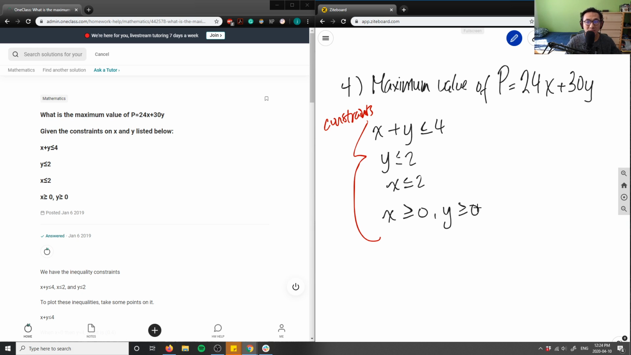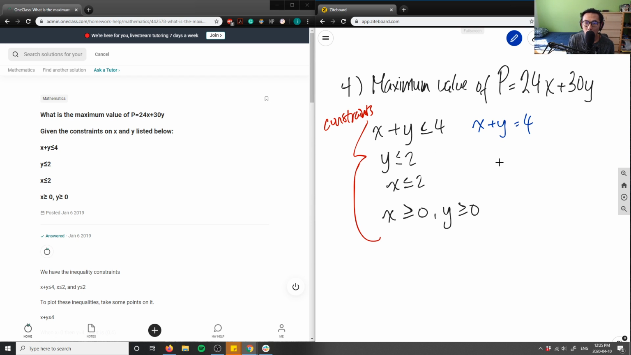All right, so given these constraints, what can we do to find the maximum value? It says here, x plus y has to be less than or equal to 4. So in this case, for the maximum value of this constraint, I need x plus y, I'm going to do this in blue, x plus y has to equal 4, right? Because this constraint says it has to be less than or equal to 4. Therefore, 4 is the maximum value of this first constraint here.